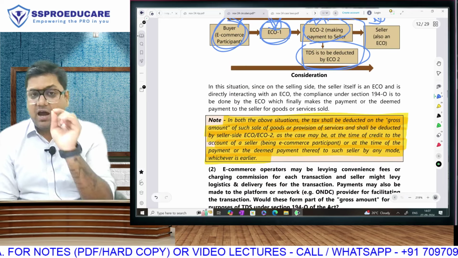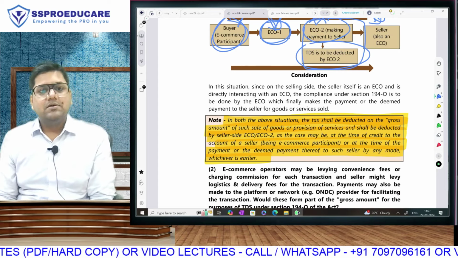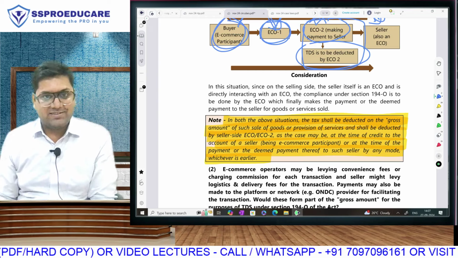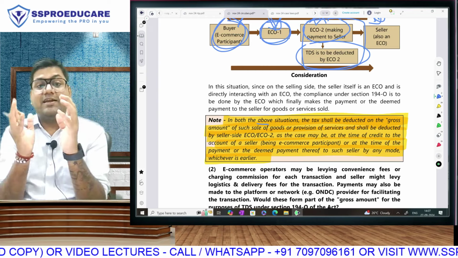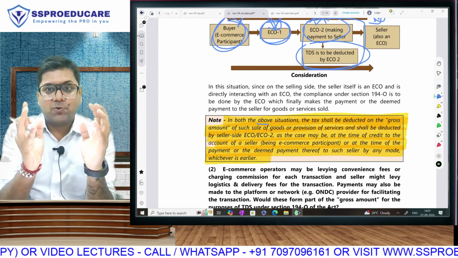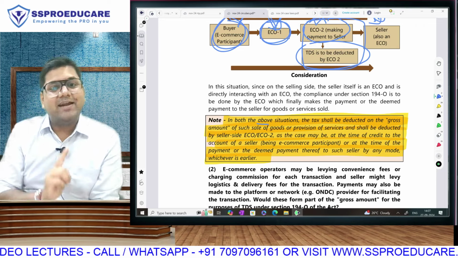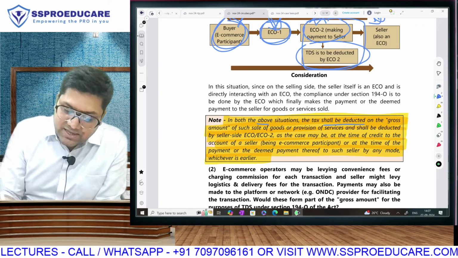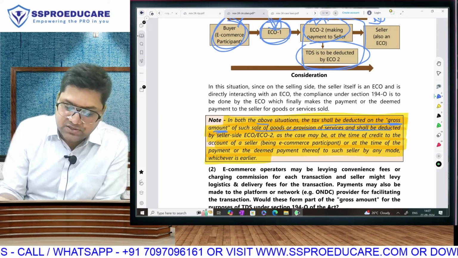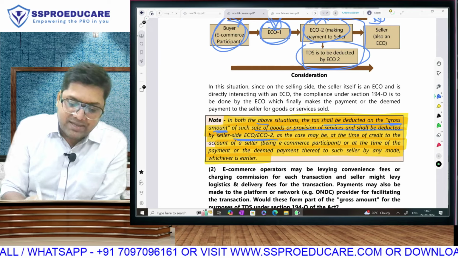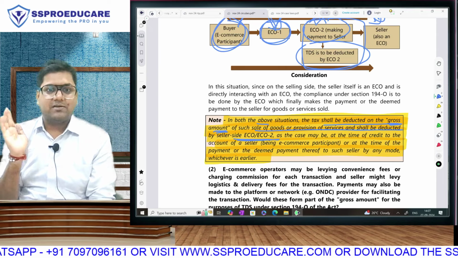Amazon. And a very, very important note. This note that I have highlighted basically covers most of the questions that they have asked in that case study based MCQ. In both the above situations, where there are two portals, buyer's portal and seller's portal, or the second case where there is only a payment aggregator and one website, in both situations, tax shall be deducted on the gross amount of the sale of goods or provision of services, and shall be deducted by the seller side ECO, the second ECO, that organization which is making payment to the seller.